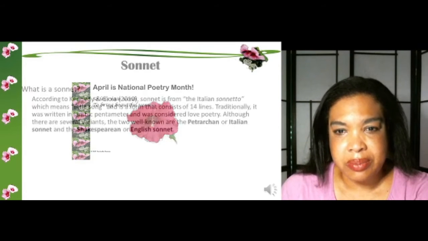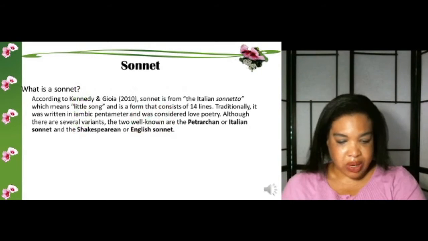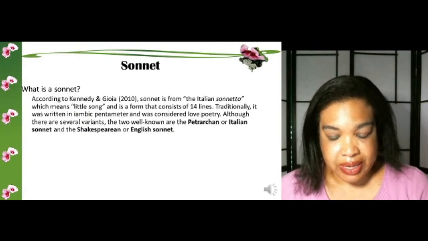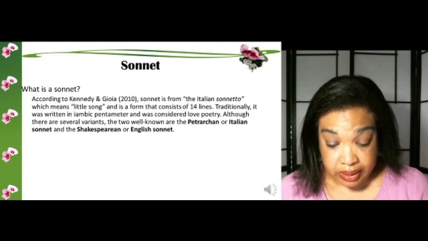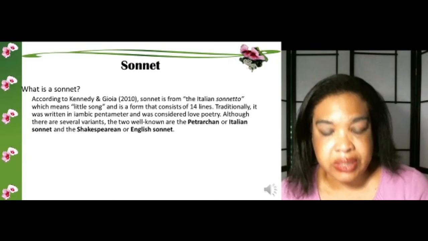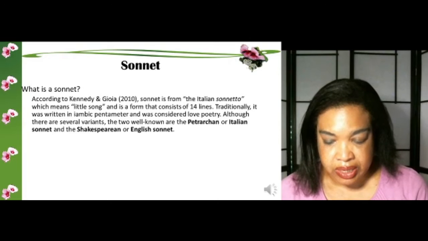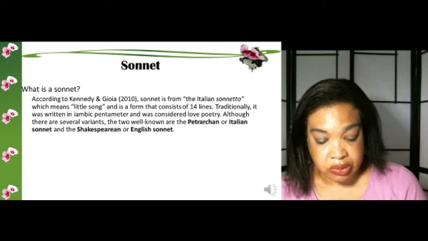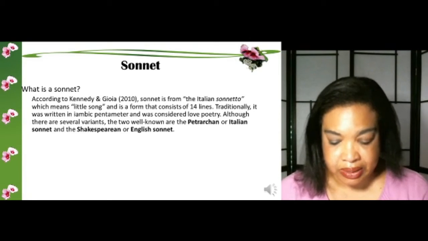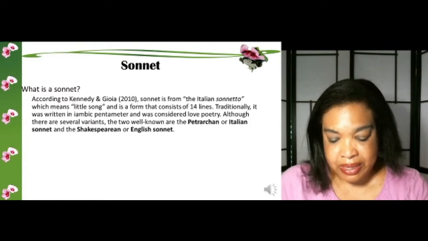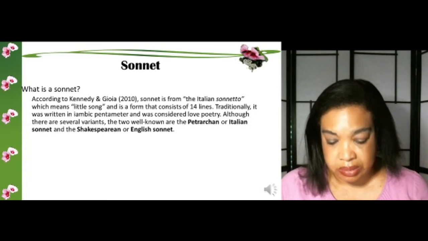And today we're going to be looking at the sonnet. What is a sonnet? According to Kennedy and Gioia, a sonnet is from the Italian sonetto, which means little song, and is a form that consists of 14 lines. Traditionally, it was written in iambic pentameter and was considered love poetry. Now, iambic pentameter has something to do with feet and 5 meters. It works out to 10 syllables.